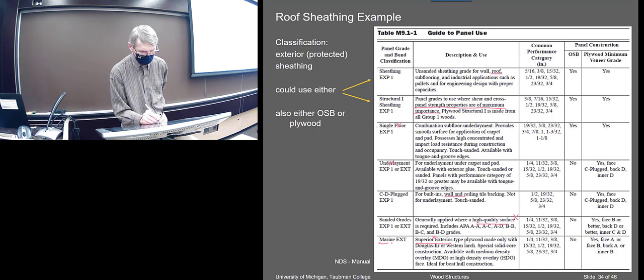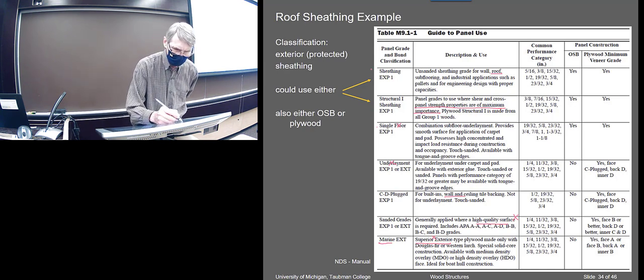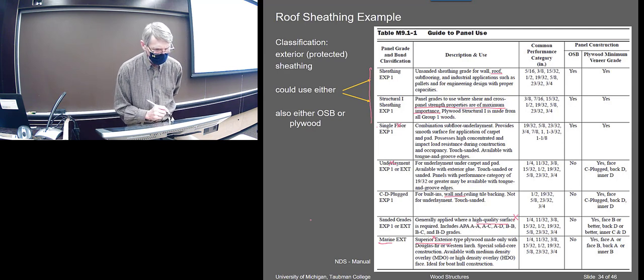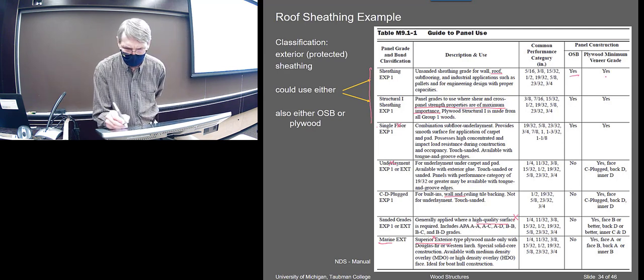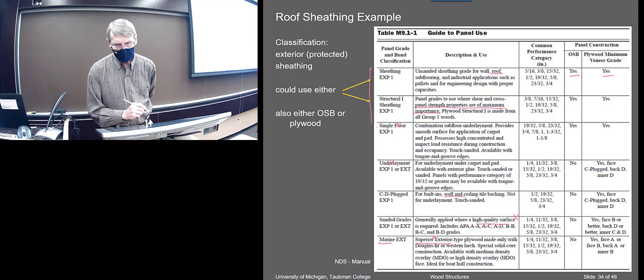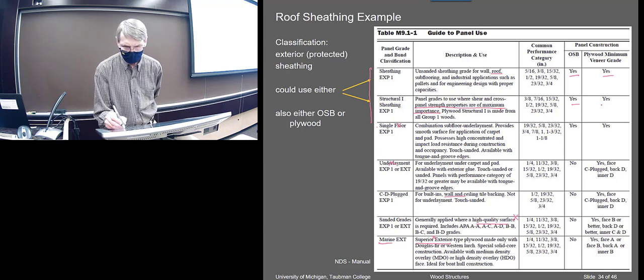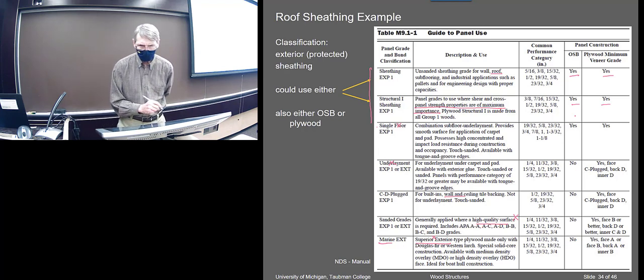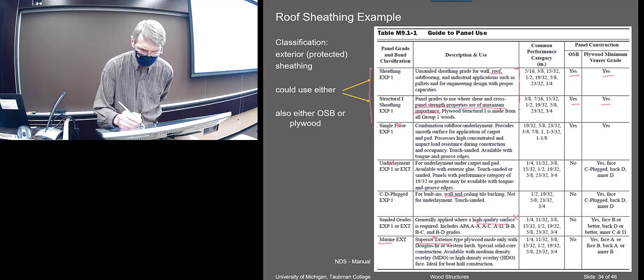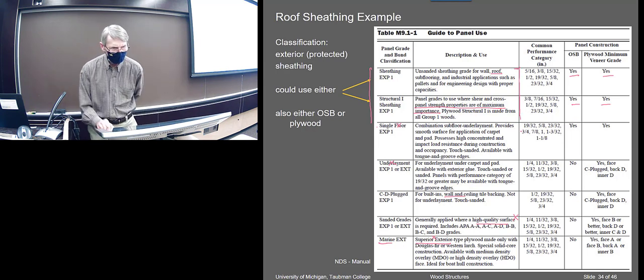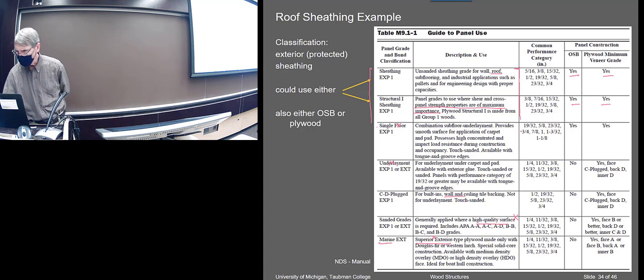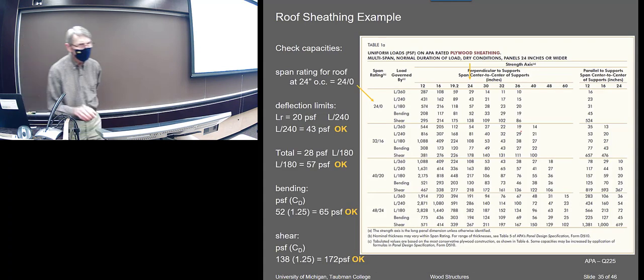It's not marine grade. So the ones that look like they apply are these first two, and it says it can be either OSB or veneer, right? So we're open in that, and we've got all these different sizes to choose from. So that kind of is our initial direction we're going.